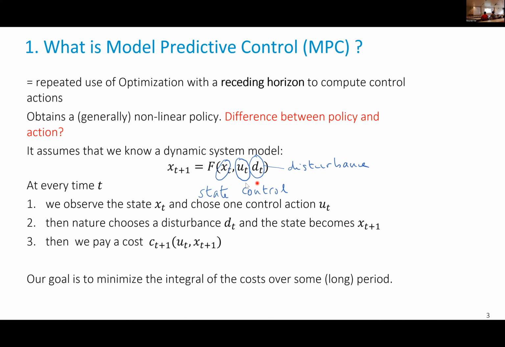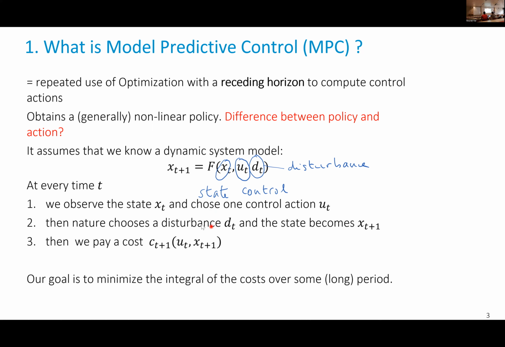It requires a state model. A state model is something of this nature. Given the state of the system, so the state of the system is all the variables that play a role. It's not just the electrical state when we have an electrical grid, but it may be all the variables that play a role in the problem and that are not control or disturbance. So we observe the state at time t, directly or indirectly, and we choose one control action.